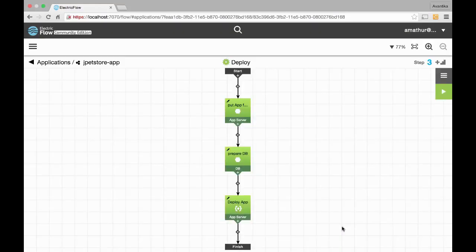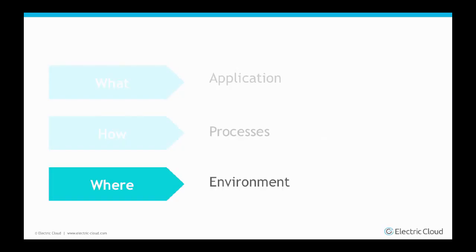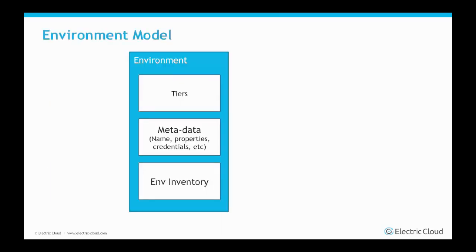In this way, our application deploy process can call the various component processes and orchestrate the deployment tasks for all of the components from the top level. Steps in the application process can also be command blocks or calls to plugins and procedures. Now that we've seen the what and how of an application deployment, let's explore the where, environments.